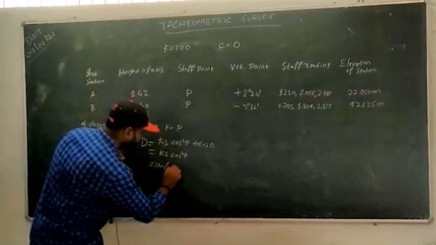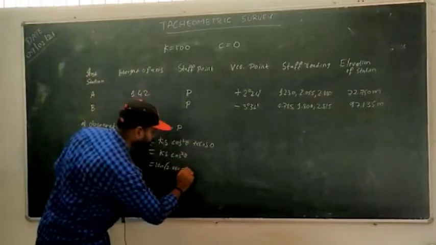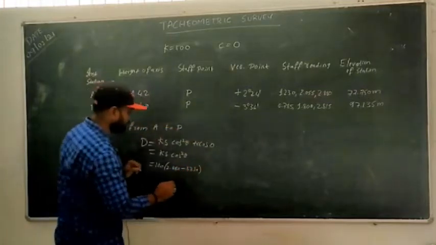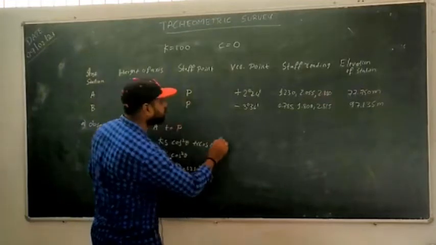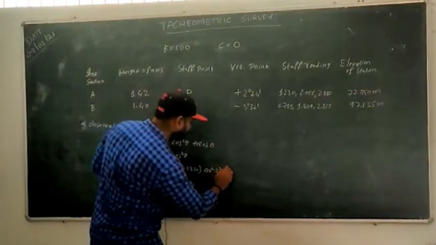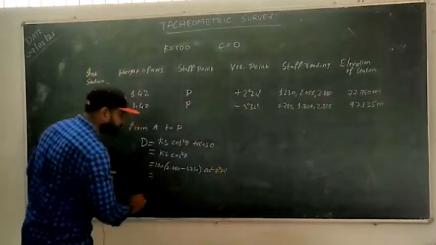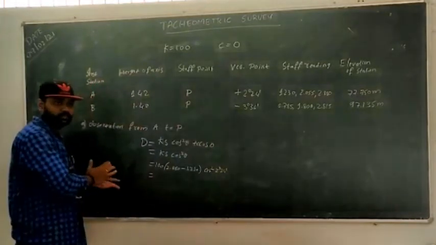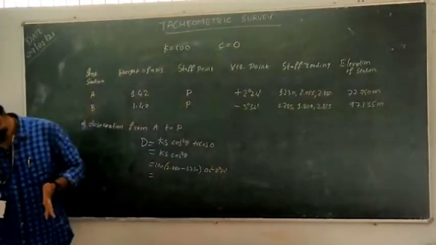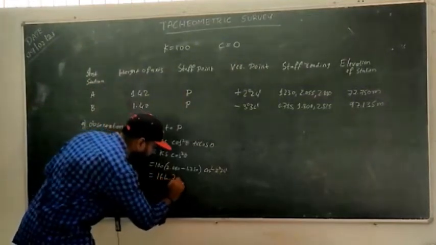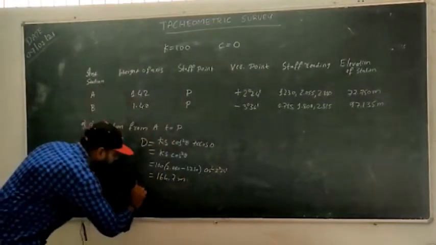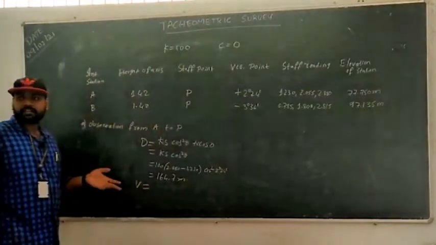So where K is 100, what will be the S? S is equal to 2.880 minus 1.230, right? And cos square theta, where theta value is 2 degree 24 minute. So how much? We are getting 164.7 meters.